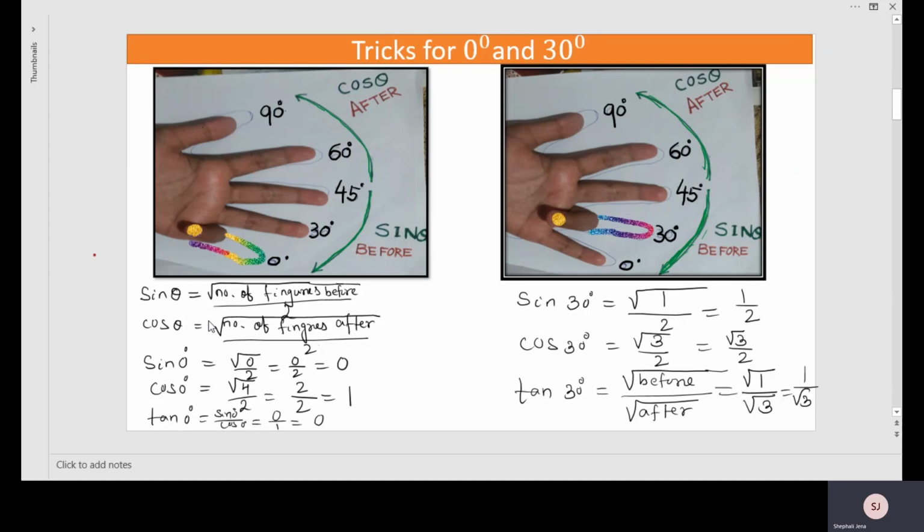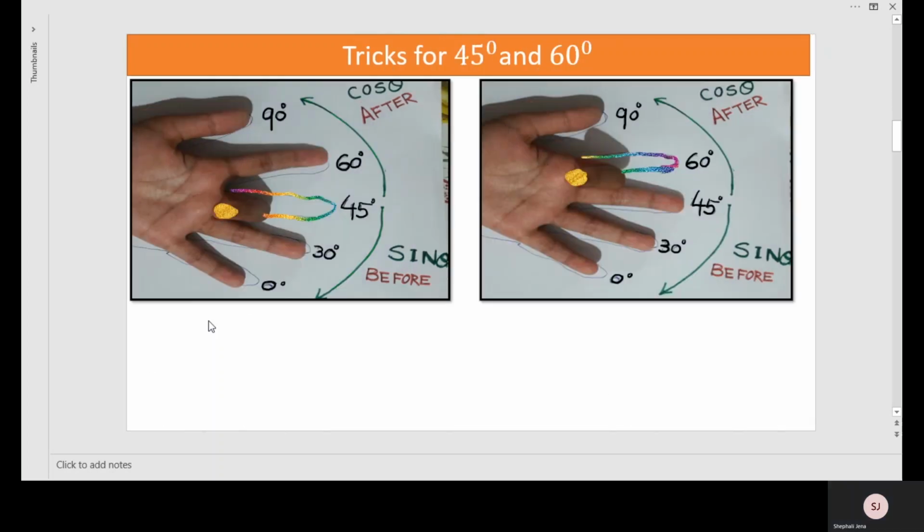The next ones, like that, we should find 45, 60 and 90 degree. See here, this is 45 degree. So we have folded the middle finger. Now we'll find sin 45 degree. Square root of the number of fingers before the angle: the ring finger and little finger, 2 are there. So square root of 2 divided by 2. So √2 divided by 2.